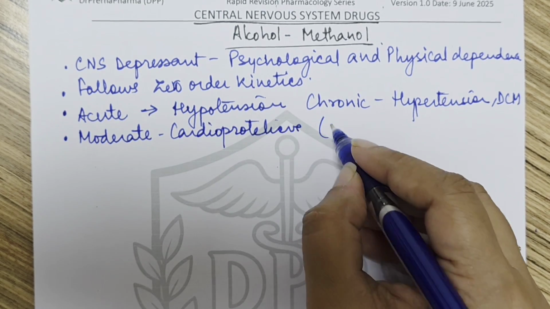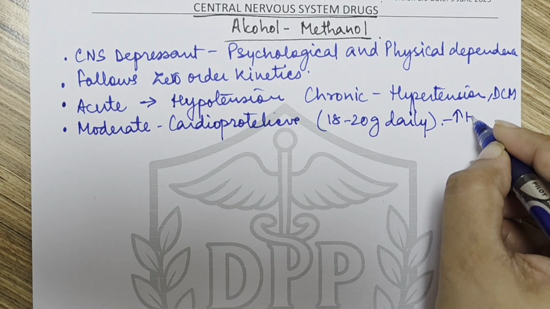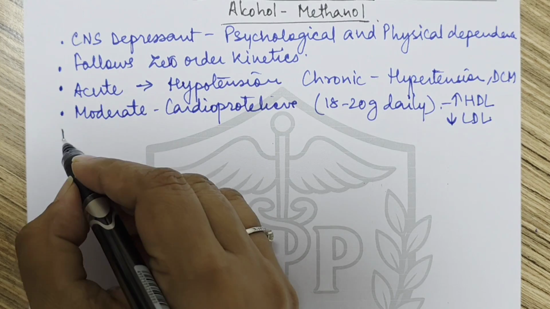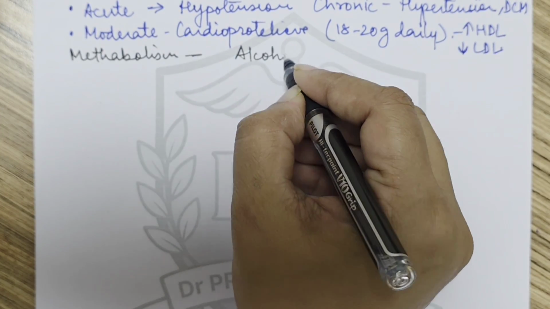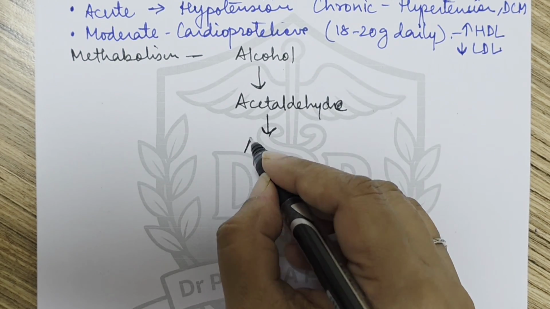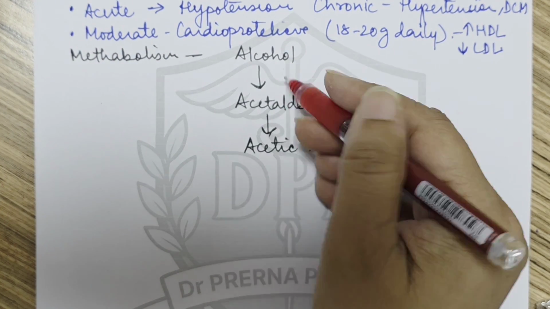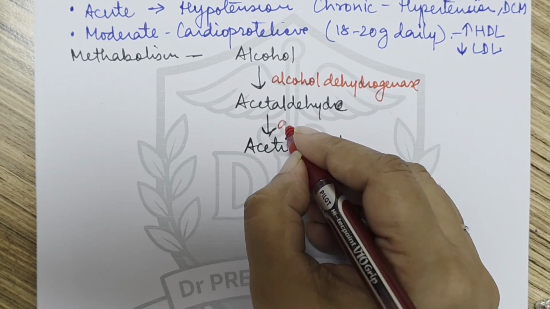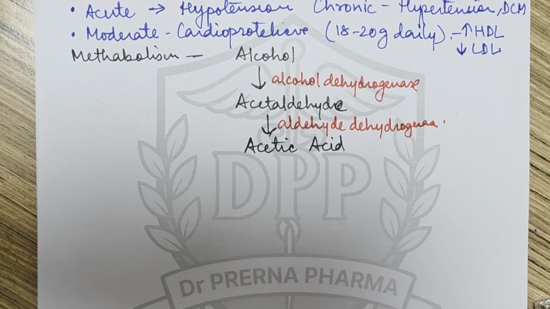Then it is seen that moderate consumption of alcohol has a cardioprotective effect. And what is that moderate consumption? It is 18 to 20 grams daily. Has a cardioprotective effect by increasing the HDL and reducing the LDL. But what effect it will have on liver, ये आप सबको पता ही है. Now metabolism देखते हैं alcohol का. How does it get metabolized? What is the metabolism? Now metabolism ऐसे होता है that alcohol is converted to acetaldehyde, right? And acetaldehyde is converted to acetic acid. This we have studied in organic chemistry also. And the enzyme which causes conversion of alcohol to acetaldehyde is alcohol dehydrogenase. And acetaldehyde to acetic acid is aldehyde dehydrogenase. Okay? So this is the metabolism of alcohol.